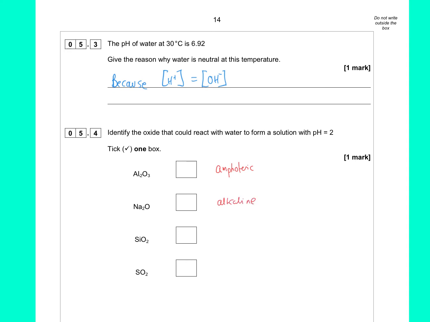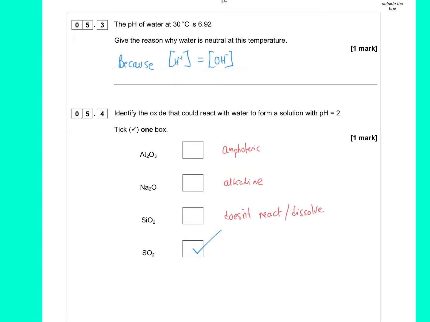Next, asked to identify the oxide that could react to form a solution with pH 2. So you're looking for which one of these is an acidic oxide. So if you look at the options, the aluminium one you need to remember is amphoteric. Sodium oxide, so metallic oxides are alkaline. Silicon dioxide doesn't react, it doesn't dissolve, so it wouldn't give a pH. So it's got to be the sulfur dioxide because non-metal oxides are acidic.